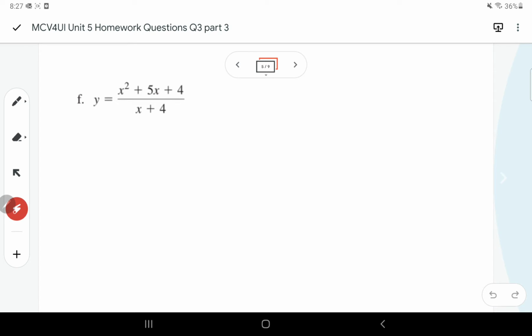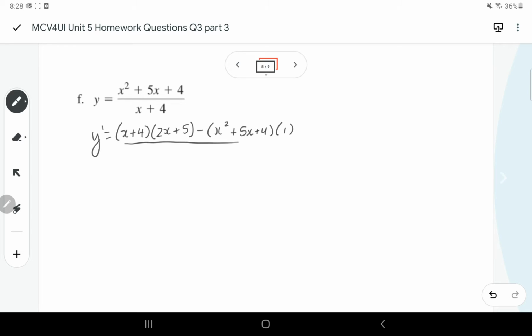Okay. This one, again, is similar to the other one where I could factor and reduce, but let's do this maybe the long way because I think that's likely how people would have tried it, and see if we can still simplify that out. And I'll maybe do it both ways. So the denominator, x plus 4, times the derivative of the numerator, which is 2x plus 5, minus the numerator, x squared plus 5x plus 4, times the derivative of the denominator, which is just 1, over x plus 4, all squared.